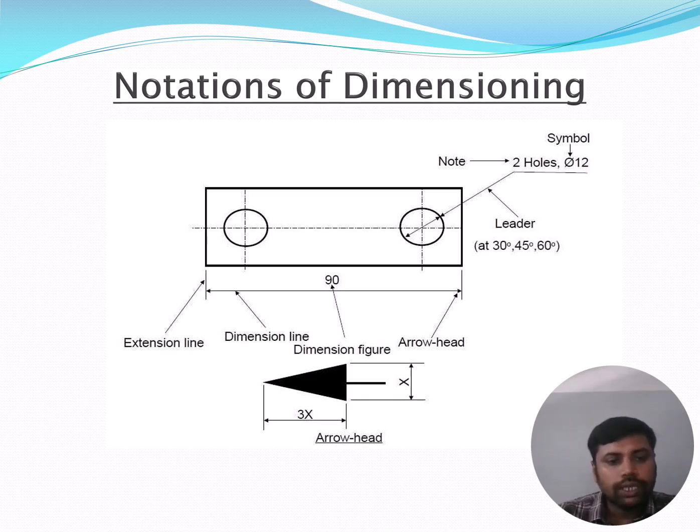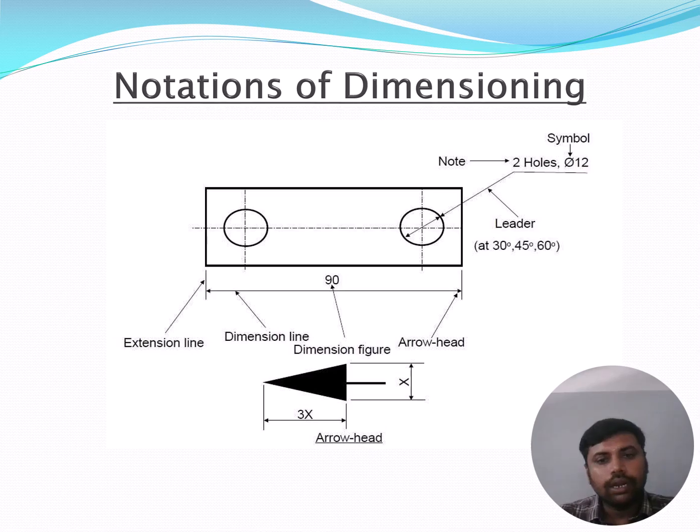At both ends we have to give extension lines. Then the dimension line comes between the extension lines. The dimension line ensures the product dimension, that is length, breadth or height, everything. Then the arrowheads are very important, and they come in a 3:1 ratio.